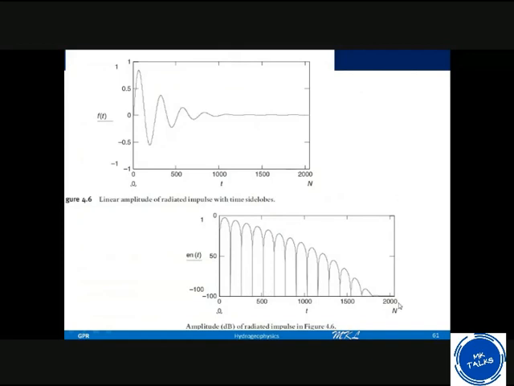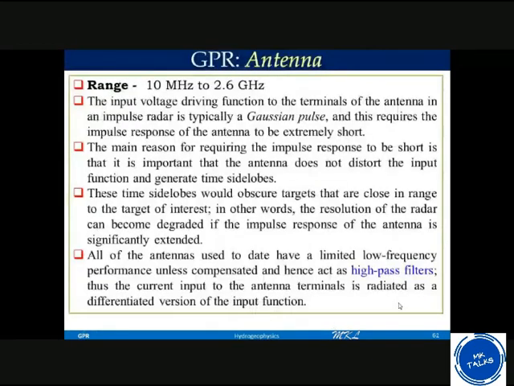So what is the range of a GPR signal? The GPR antenna has a range of 10 megahertz to 2.6 gigahertz. This is very important: 10 megahertz to 2.6 gigahertz is available commercially.